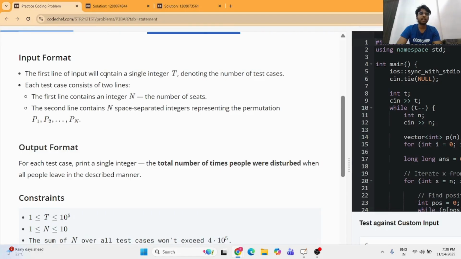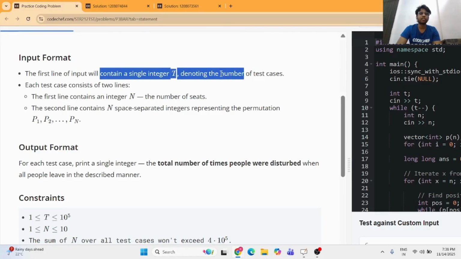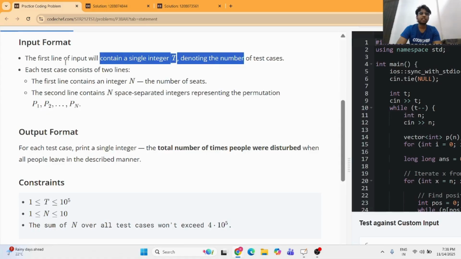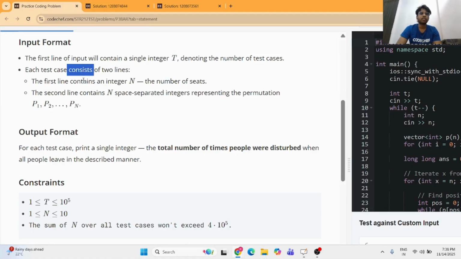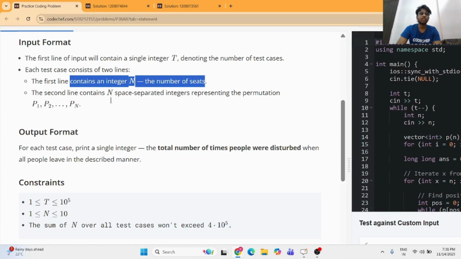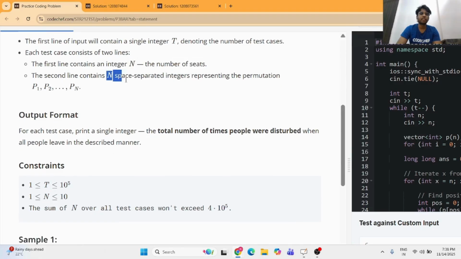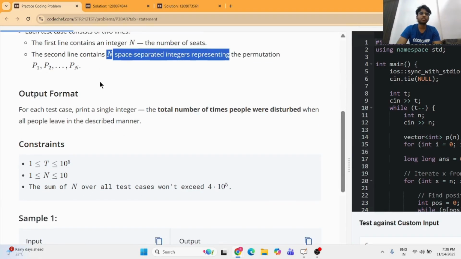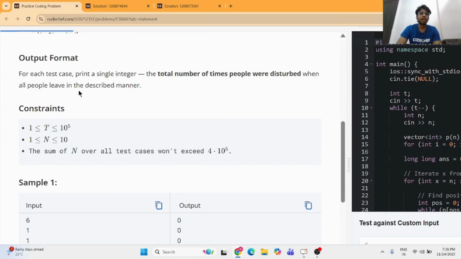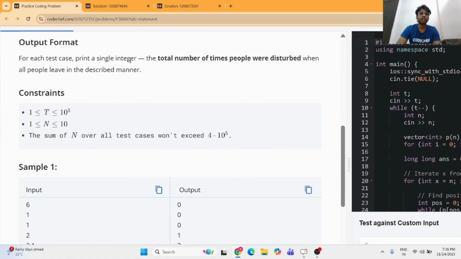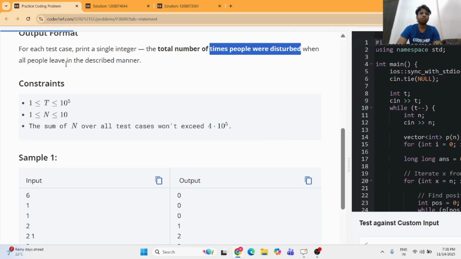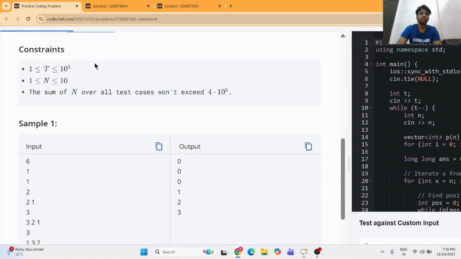Input format: the first line of input contains a single integer T denoting the number of test cases. Each test case consists of two lines. The first line contains an integer N, the number of seats. The second line contains N space separated integers representing the permutation P1, P2 till PN. Output format: for each test case, print a single integer, the total number of times people were disturbed when all people leave in the described manner.